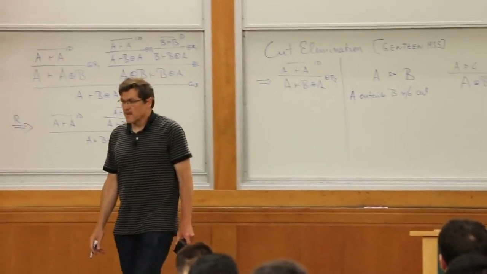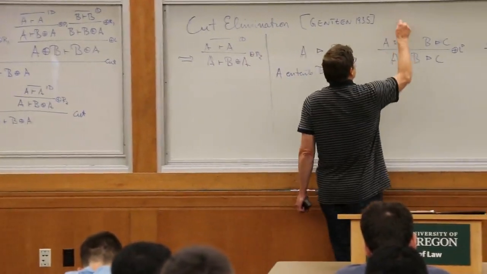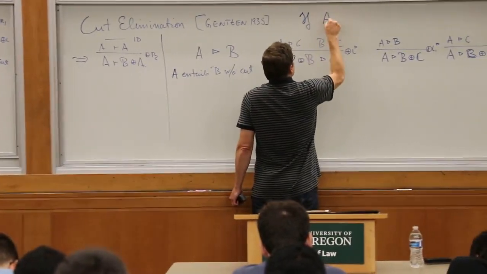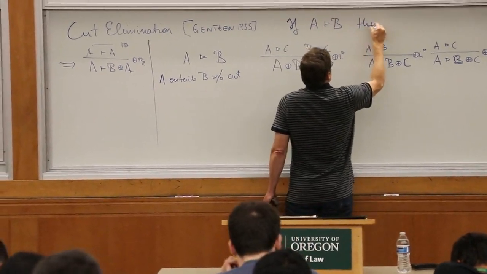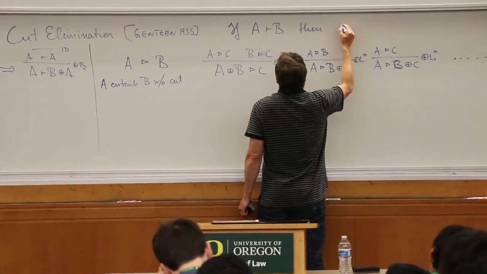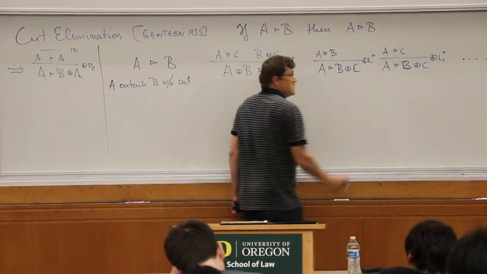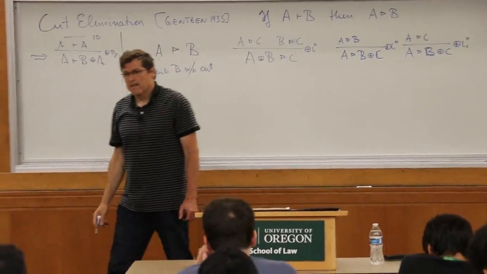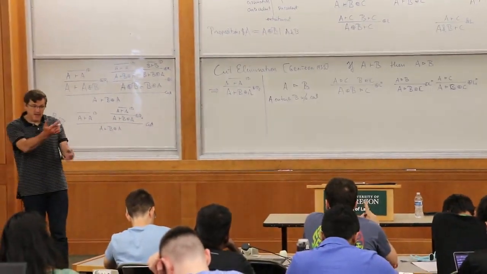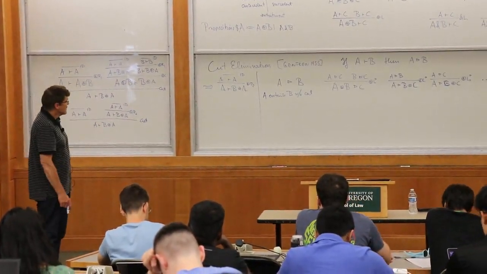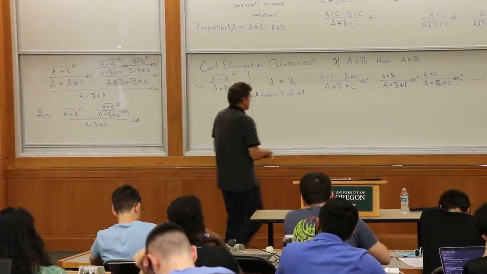Pretty straightforward, right? So now our theorem that we want to prove, cut elimination, is that if A proves B, then A proves B without cut. Does that make sense as a theorem? All right, that's what we want to prove. Now we can state it very clearly.